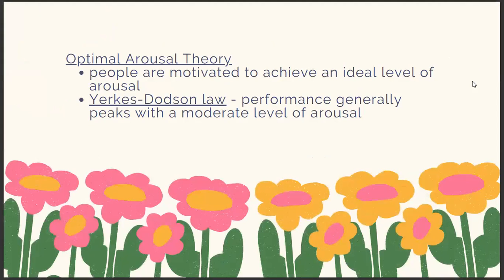Okay, we're starting to get into something a little bit more complex, less on just the basis of survival. So now is the optimal arousal theory, that we do things, we're motivated to achieve an ideal level of arousal, which is alertness, awareness. So if we are, say, too jittery during a performance or before a performance, whether that's on a stage or whether that's sports, whatever it is, it can actually hinder our performance, but so can being under-aroused. So according to the Yerkes-Dodson law, performance generally peaks with a moderate level of arousal.